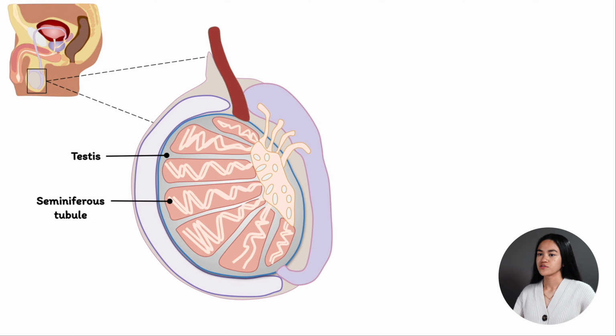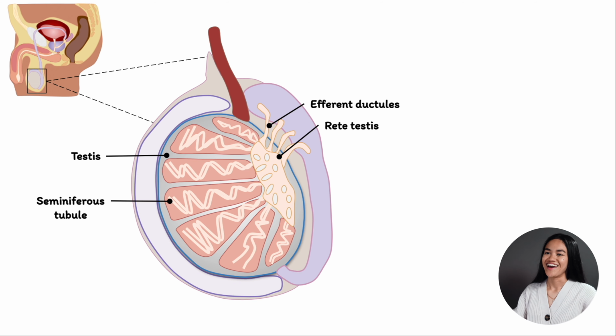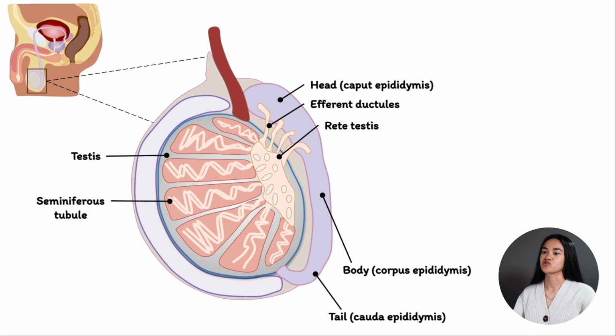Now, the seminiferous tubules form the rete testes, which is a network of interconnected tubes, and developing sperm will travel from the seminiferous tubules into the rete testes, and from the rete testes to the efferent tubules, which are ducts that will transport the sperm from the rete testes to the epididymis. And the epididymis is a storage reservoir for sperm.